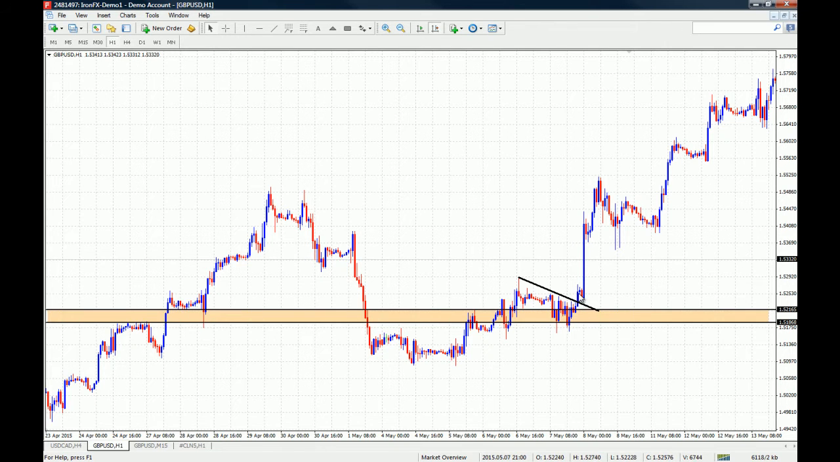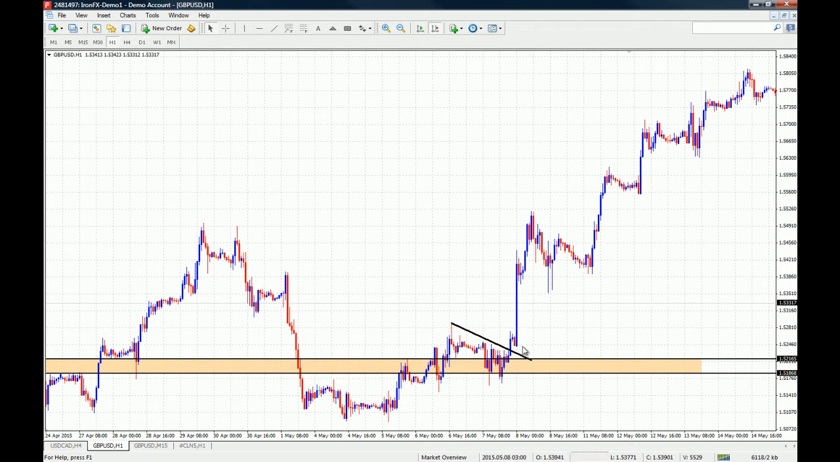When we break this line and we close on the outside of the line, we have a signal to buy call options right here. Okay, this is the area where we are going to buy our call option. You can see that the first candle and the second candle bring us out of the money, but the third and fourth candle bring this trade rapidly to a winner.